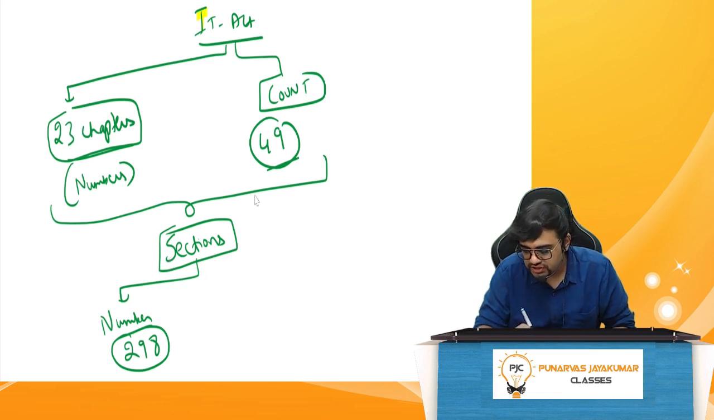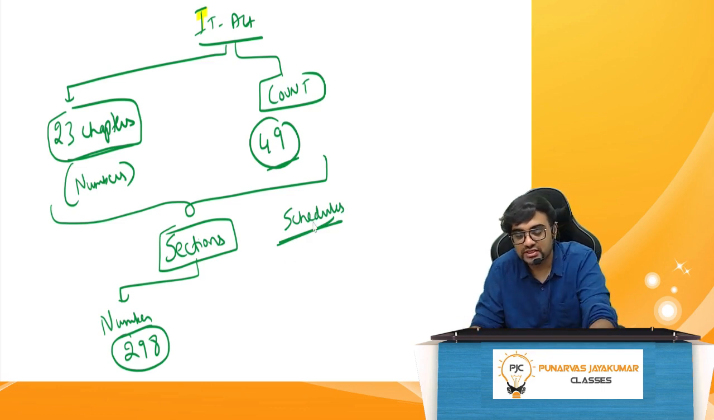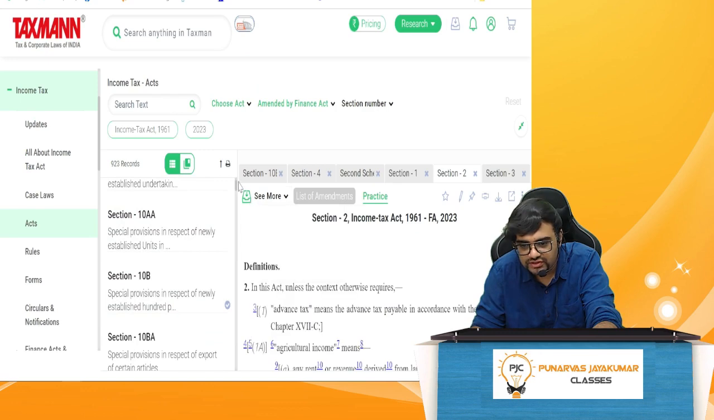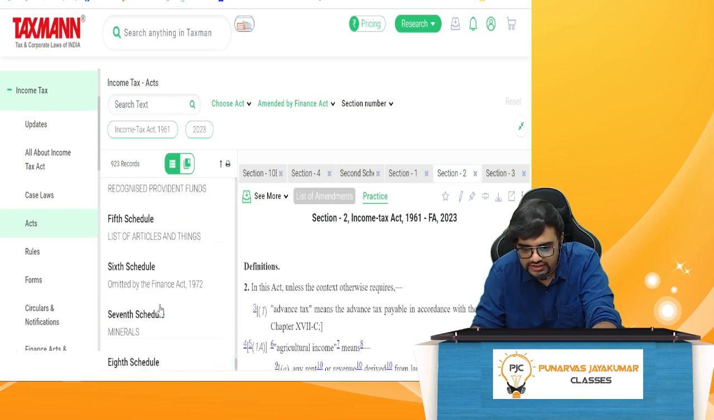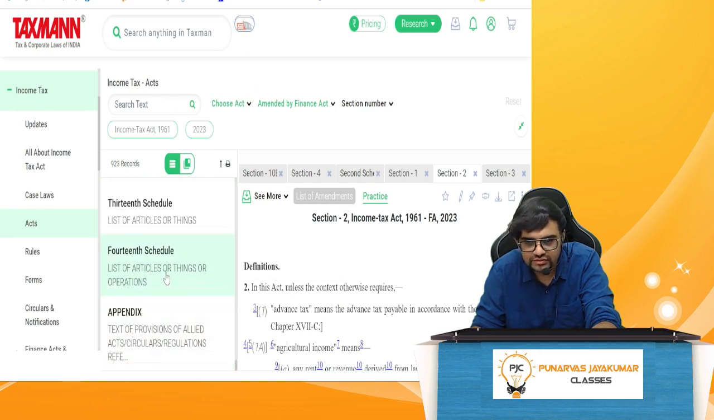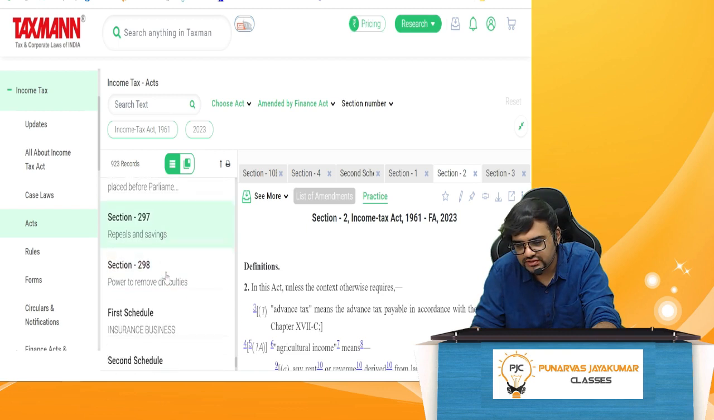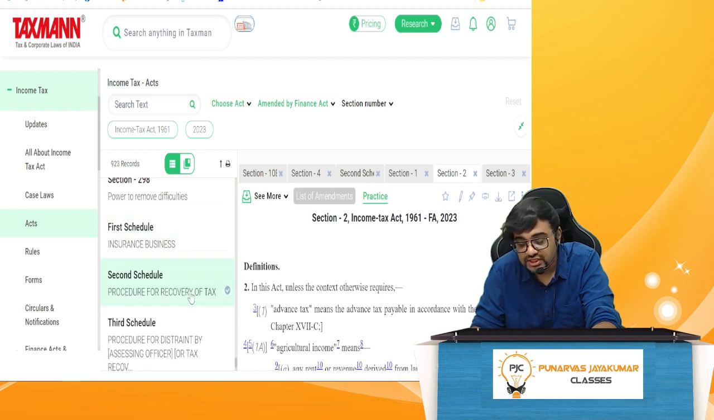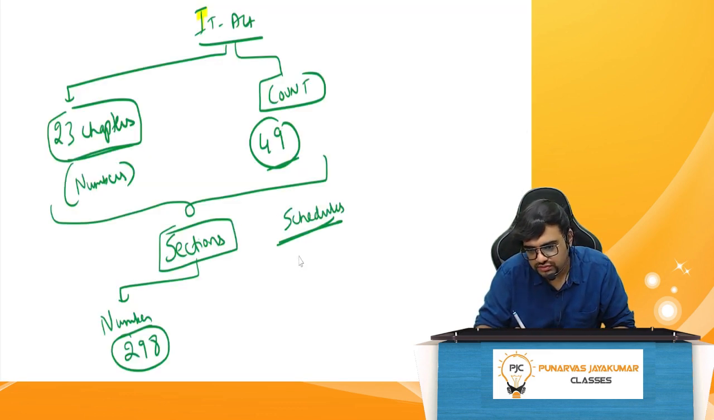Anyway, after the sections there are something called schedules. Schedules give formats and all those things. How many schedules are there? Check it out. After all the sections are over, yes, 14 schedules are there. After these 298 sections, you see 14 schedules. What do schedules do? They give certain formats to certain things. Like the first schedule talks about insurance business. The second schedule talks about the procedure for recovery of tax, like that. So we have 14 schedules.